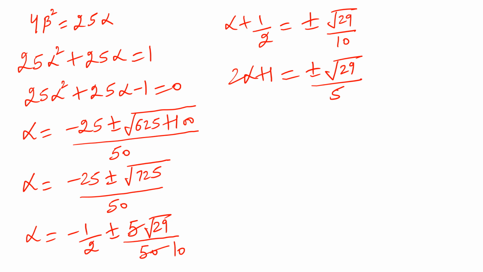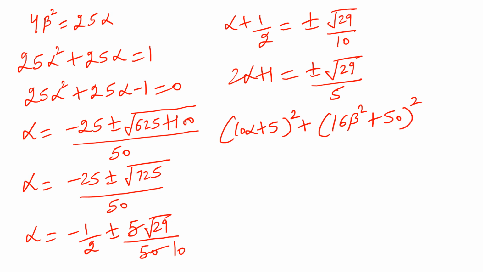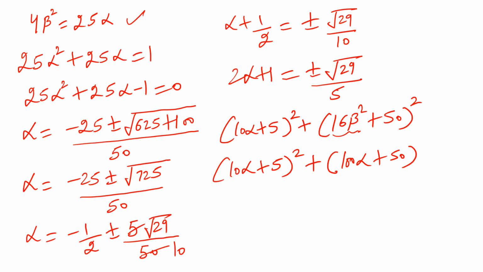Because we have to ultimately find the value of this expression 10 alpha plus 5 whole square plus 16 beta square plus 50 whole square, right? Now as we know that 4 beta square equal to 25 alpha, so let me convert this entire expression in terms of alpha. Now in place of 16 beta square, we can write this as 4 into 4 beta square, right? And 4 beta square is how much? 25 alpha. So it will become 100 alpha plus 50 whole square.